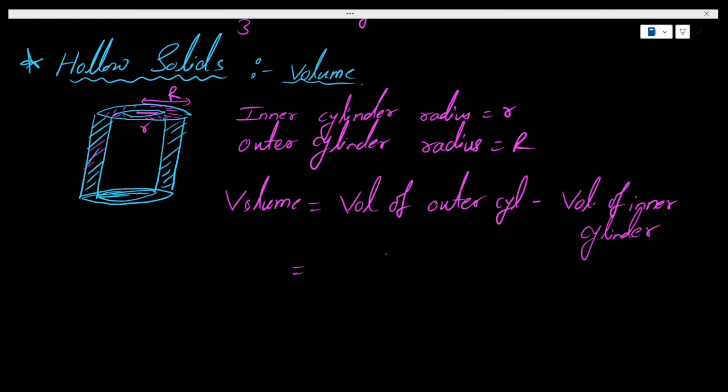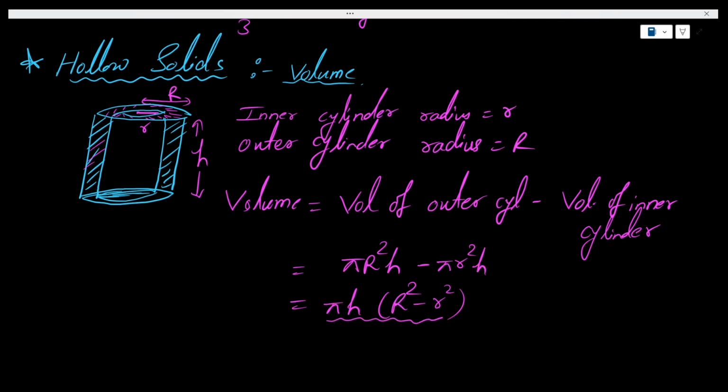What is going to be the volume of the outer cylinder? You know that the volume of a cylinder is pi capital R square h, because the height of this cylinder is going to be the same. I can take the height as h: pi h times (R square minus small r square).